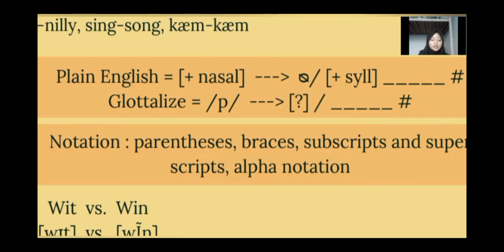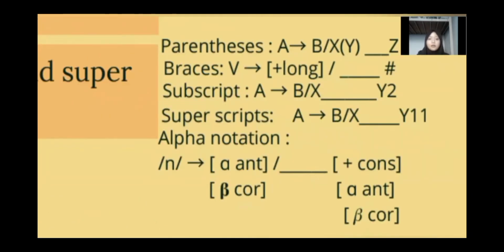In addition to the basic rules, there are notational devices and conventions used to express more complex relationships and operations. They are parenthesis notations, braces notations, subscripts and superscripts, and also alpha notation. So let's move into the next explanations about these rules.